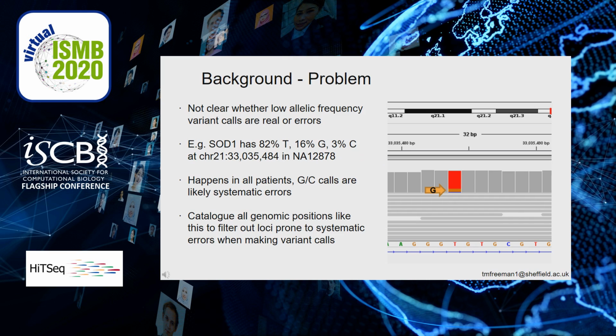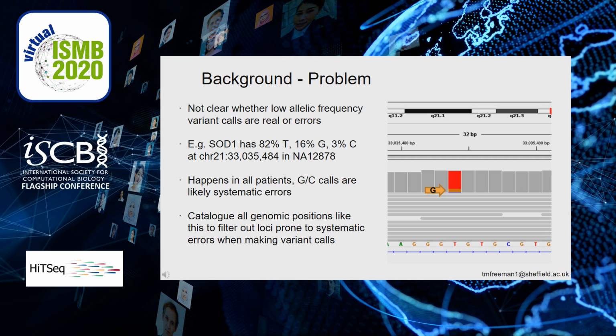Displayed on the figure here is an example of how this work can provide real benefits to doctors and researchers analyzing sequence data. This figure is an image of IGB viewer output showing the genetic sequence within the SOD1 gene in an individual. At the colored locus, about 16% of reads suggest the presence of a G allele, shown in orange. If there was indeed a G allele present at this position, it would be diagnostic of this patient having ALS, so it is very important for a clinician looking at this to know whether this G variant is a real variant or an error.